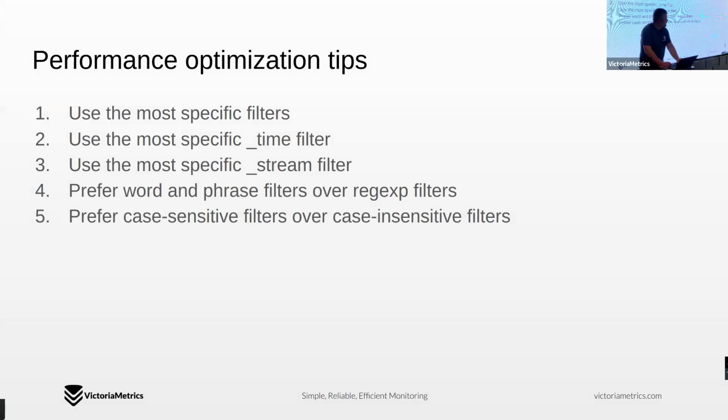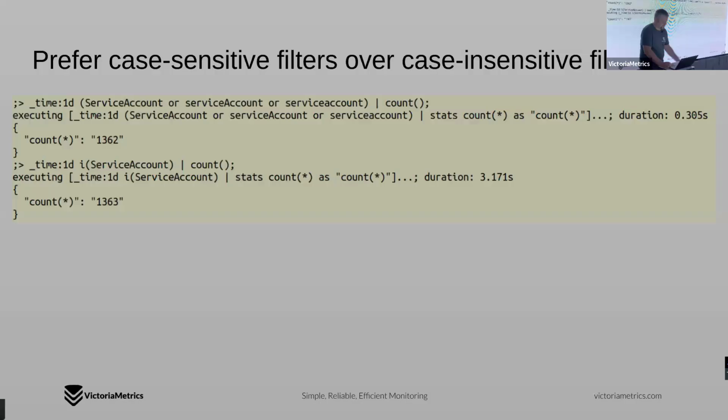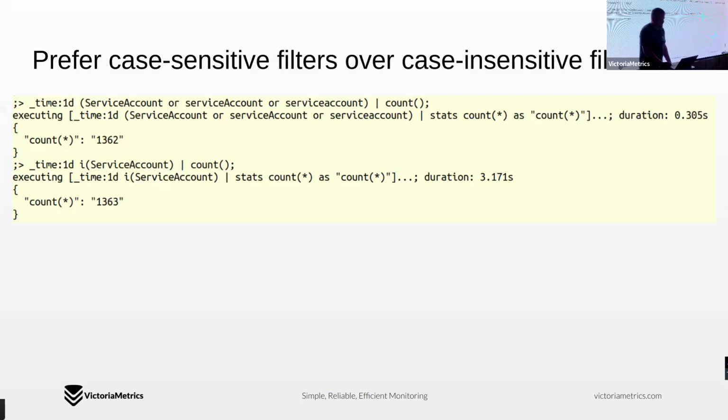And the last optimization technique is to prefer case-sensitive filters over case-insensitive filters. LogSQL supports case-insensitive filters, but it is not recommended to use them, for the same reasons why you should not use regex filters: they are slow and cannot use Bloom filters. If you know that some of your logs contain some words with different cases, then it is better to enumerate every such word with different case with the OR operator instead of using the case-insensitive filter. You can see that the first query is executed 10 times faster than the second query.